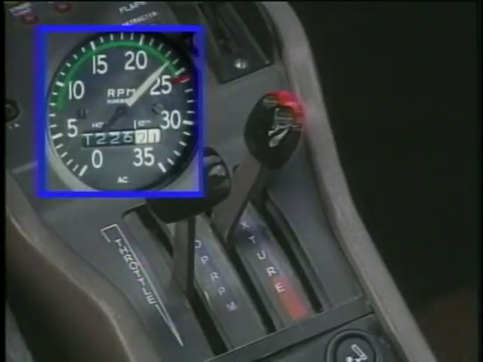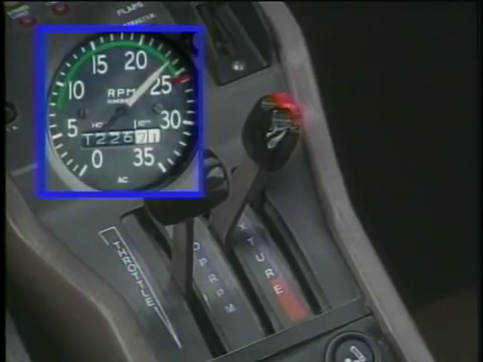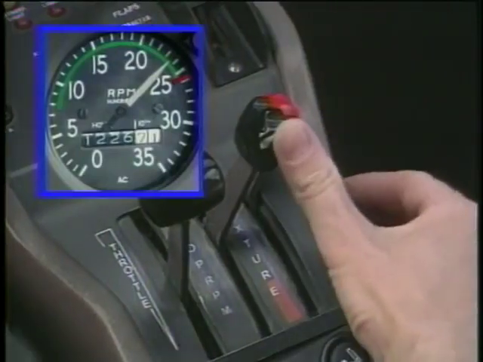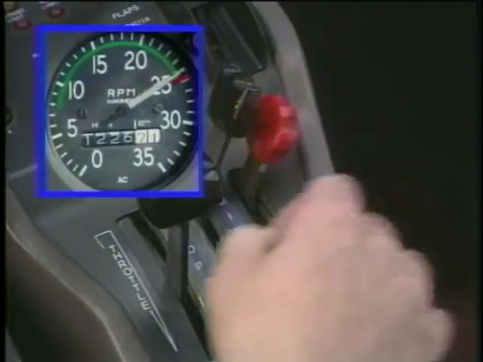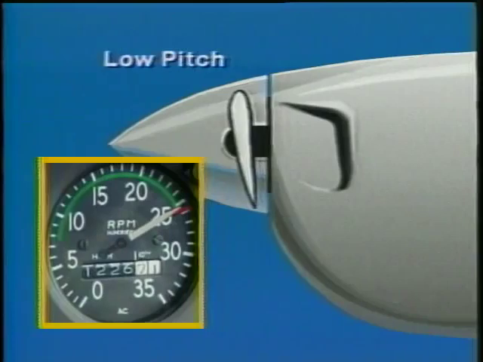The prop control is used to set the propeller RPM by changing the pitch of the propeller. When the prop control is full forward, the propeller blades are at their lowest pitch angle and produce the highest RPM.